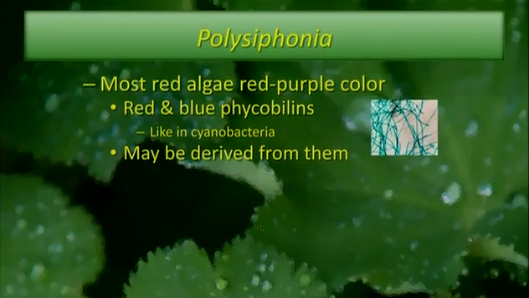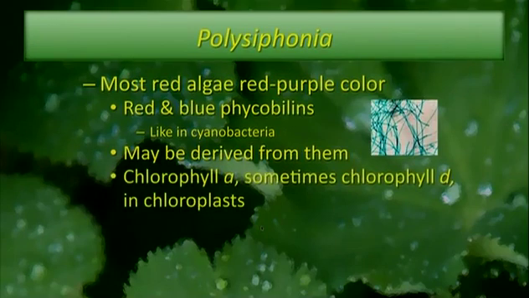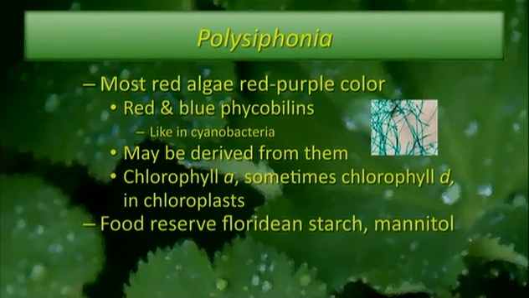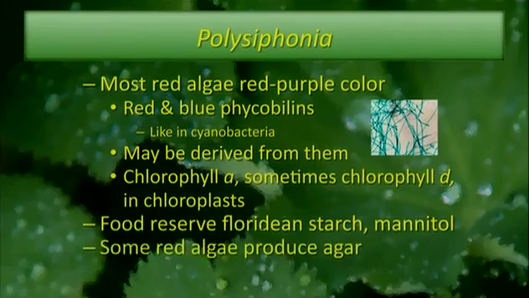Okay? The red algae have chlorophyll A. Sometimes they have chlorophyll D in the chloroplasts. Okay? And their food reserves are Floridian starch and mannitol. Okay? And very important, some red algae produce agar. We've talked about agar before and how important it is to lab work.